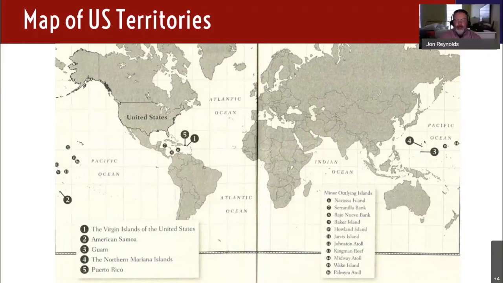Okay, and then finally, probably the territory that most people know is number 5 here, which is Puerto Rico. Everyone, let's say that. Puerto Rico. Now, of course, if you want to say it in Spanish, right?